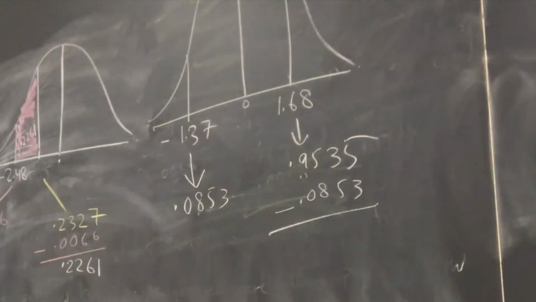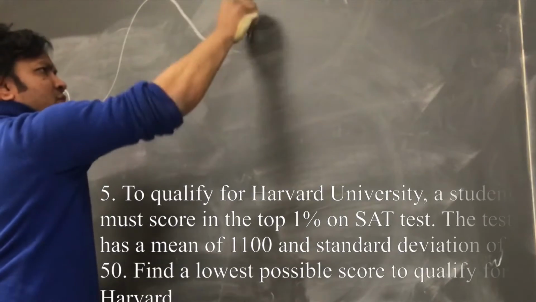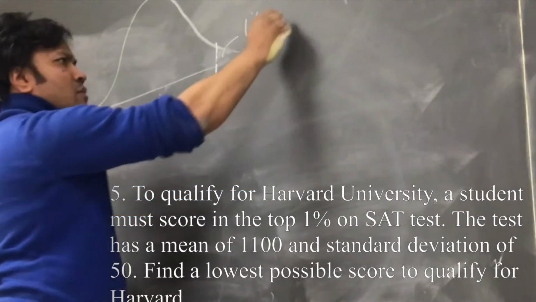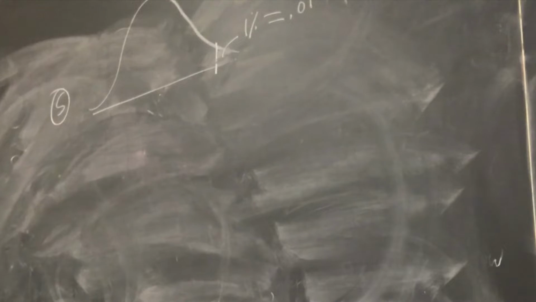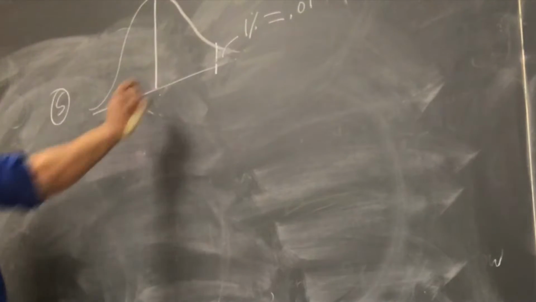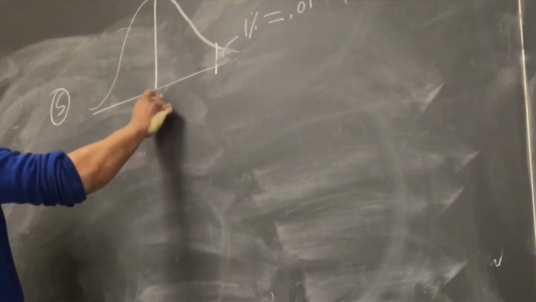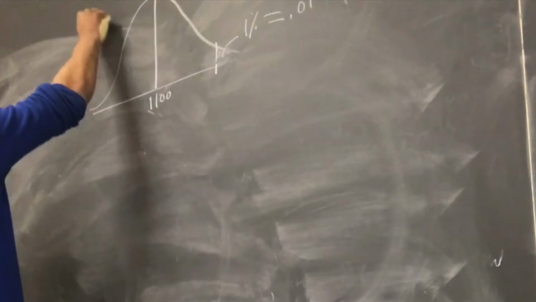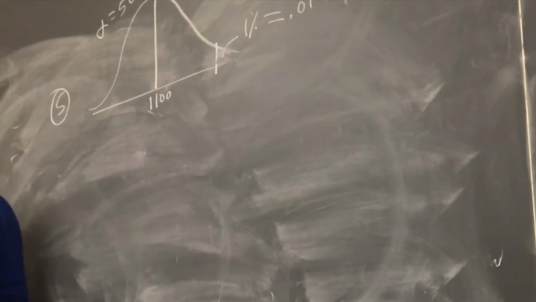Please calculate it. 1%. So we're going to draw 1%. How do you write 1%? 0.01. And this is your mean. Tell me what the mean is. The test has a mean of 1100 and a standard deviation of 50. Find the lowest possible score to qualify for Harvard.